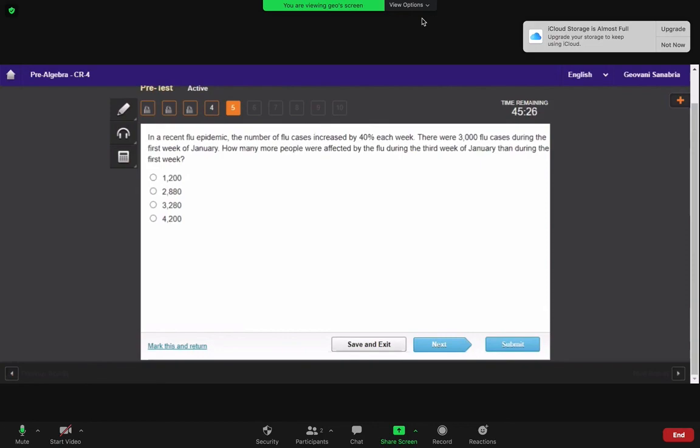Okay. This is like the other one that we did. So I have to figure out, just increase it by 40%, and then subtract, I guess, right? Yep. So you do it, and then I'll do it also, and we'll check.